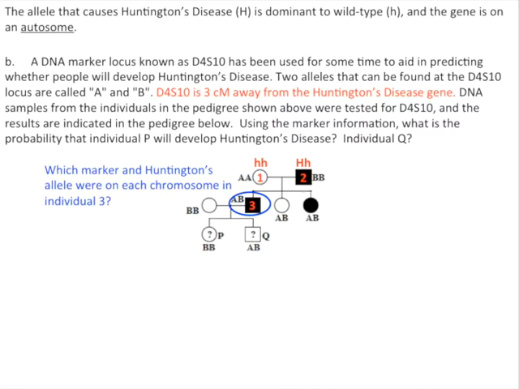chromosome in individual 3. We know that individual 3 inherited 1 chromosome from each of his parents. From individual 1, he must have inherited the A allele, since individual 1 was homozygous for that allele, so had to pass it on.